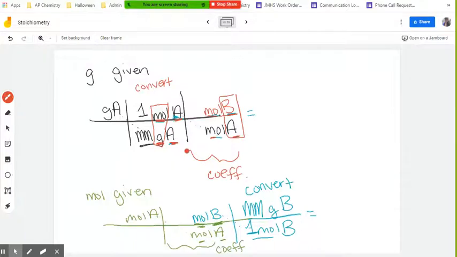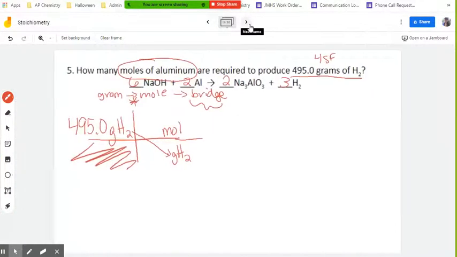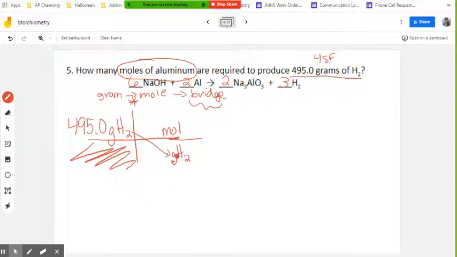Looking back at where we're at, we see that we have moles and we have grams. So the label has to stay the same. So we're going to put mole of H2 up here. We're going to bring those words down to the right. Moles of H2. There we go.